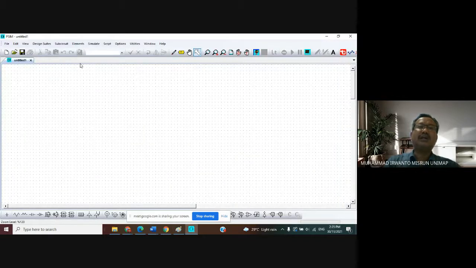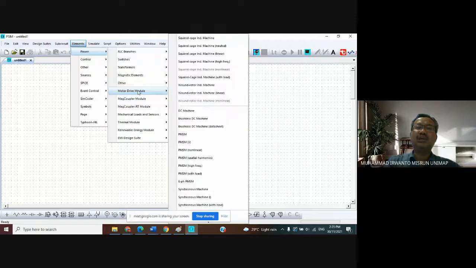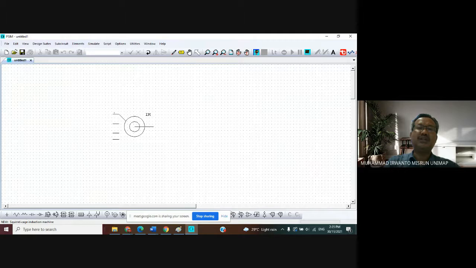Now, squirrel cage can be obtained by clicking menu Element, Power, Motor Drive Module, and please look at this. We have some types of squirrel cage induction machine: 1, 2, 3, 4, 5. In here, please choose squirrel cage induction linear. We obtain it like that. For example, I place it in here. To cut it, just click menu bar, select.